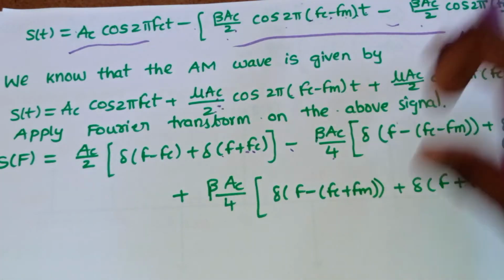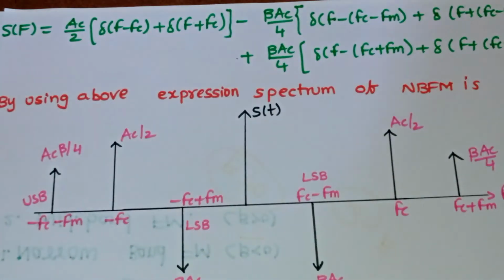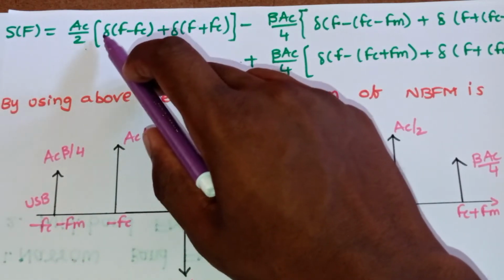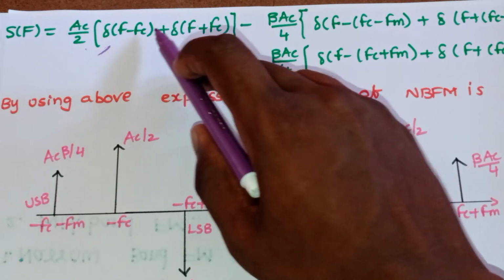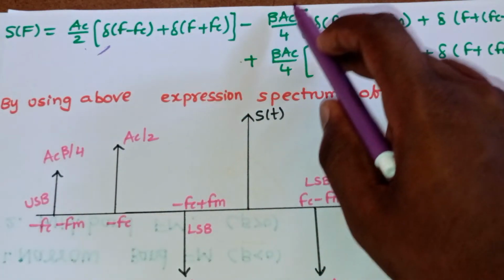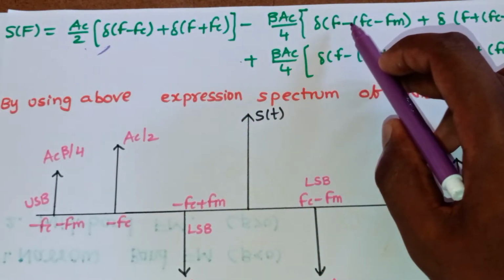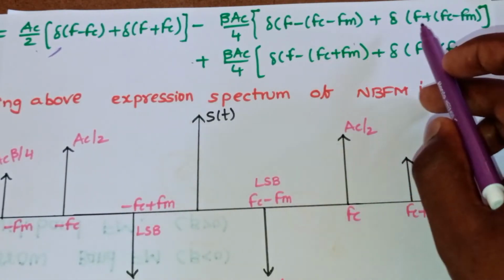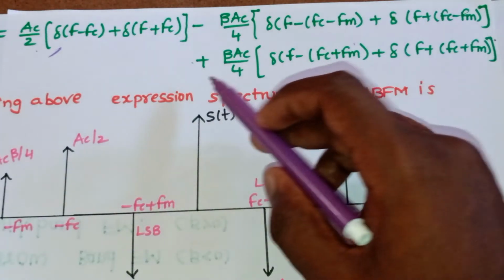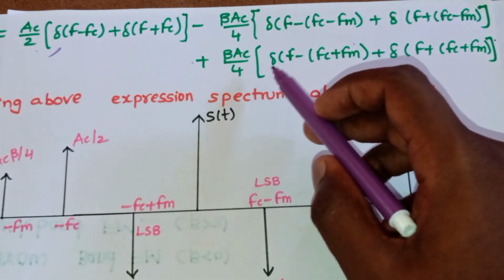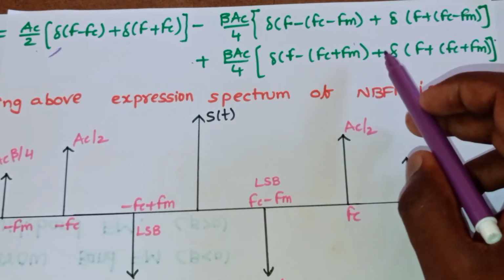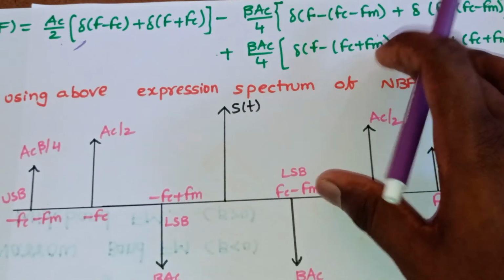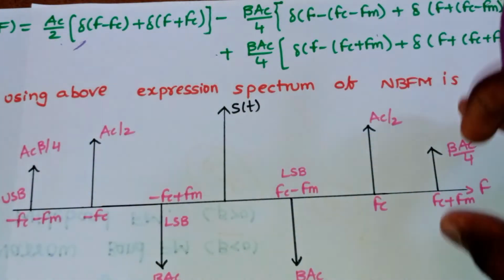Now let's take this equation and draw the spectrum. First write this equation, that is S of f is equal to Ac by 2 into delta of (f minus fc) plus delta of (f plus fc), minus beta Ac by 4 delta of (f minus fc minus fm) plus delta of (f plus fc minus fm), plus beta Ac by 4 into delta of (f minus fc plus fm) plus delta of (f plus fc plus fm). By using this equation we can draw the spectrum of the narrowband FM.